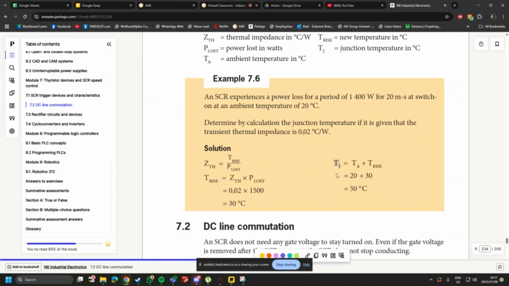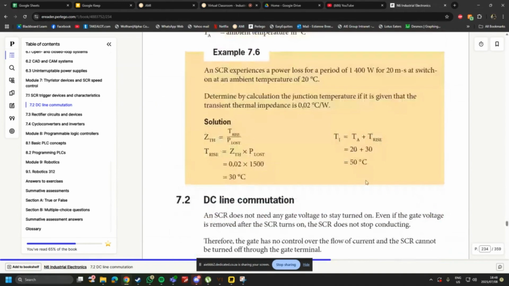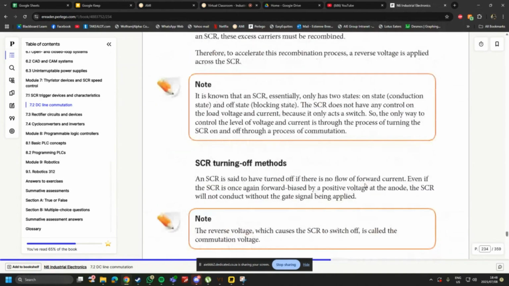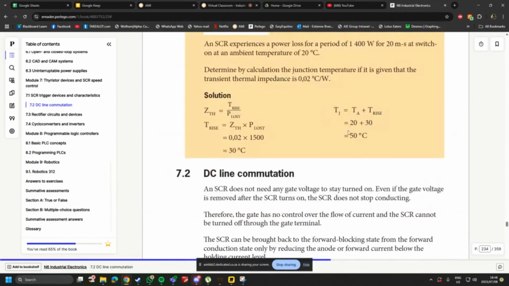And now we can actually calculate the junction temperature. That's just the ambient plus the rise, and that gives you 50 degrees C. So we can actually say something from this. Because the junction temperature is less than 125, which is typical for semiconductor devices, the SCR is still protected. So you still don't need a heatsink in this instance for the SCR, because we didn't reach the junction temperature. So that's a typical follow-up question that could come from this.